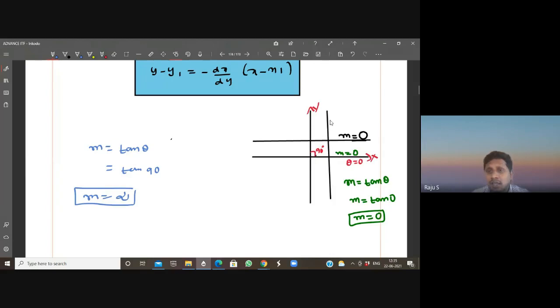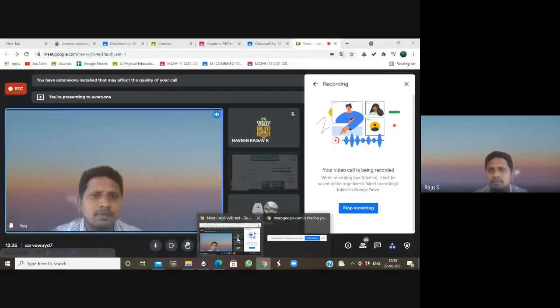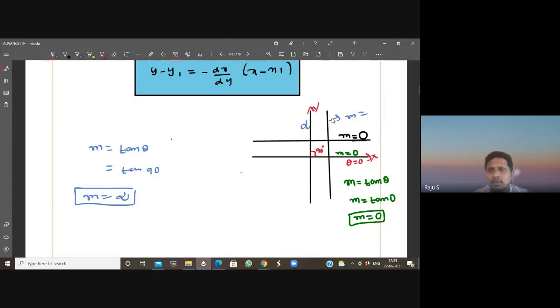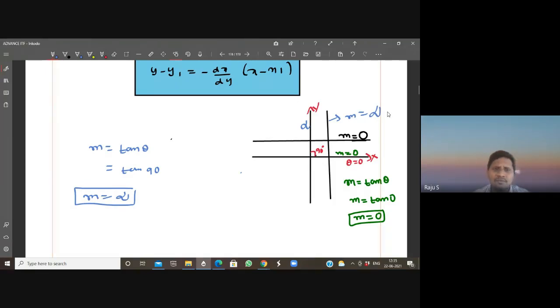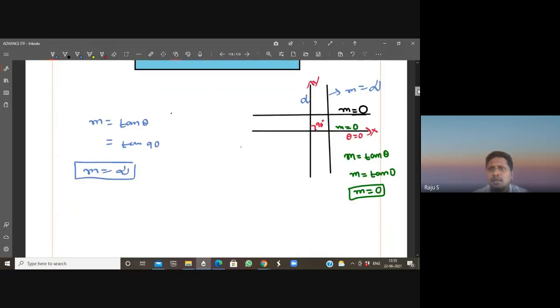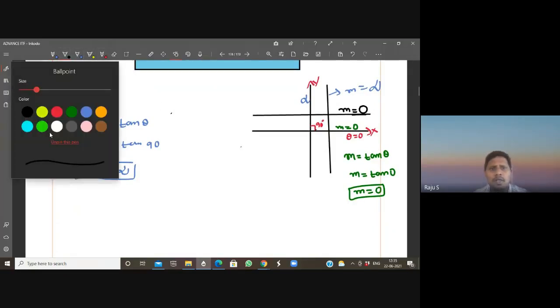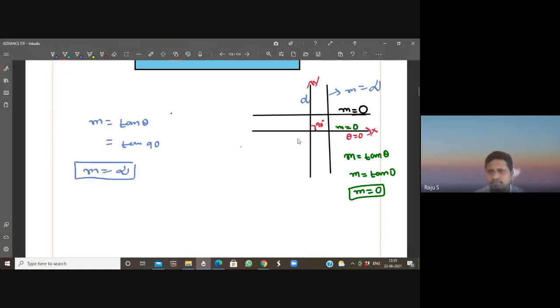The line which is parallel to y-axis, slope is what? Slope of y-axis is infinity. What about this parallel line, students? The line which is parallel to y-axis is what? Infinity. Slope is infinity. Okay, this is one way to find the slope. Another way is if they give any 2 points on x-axis. Let us see here.